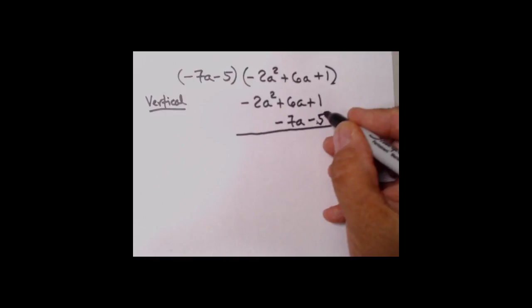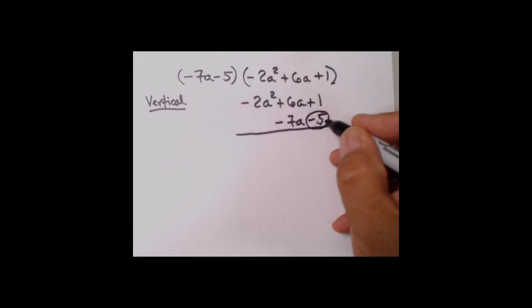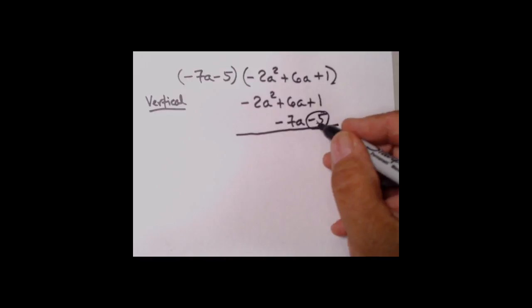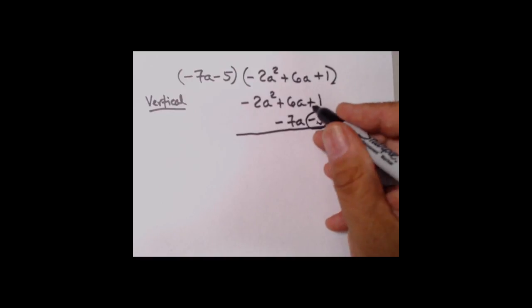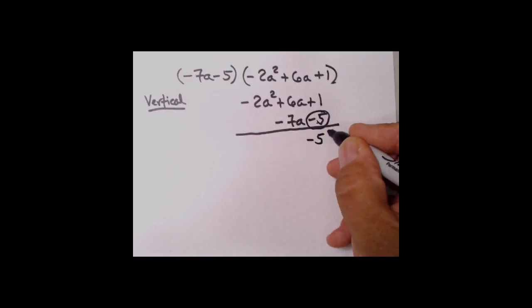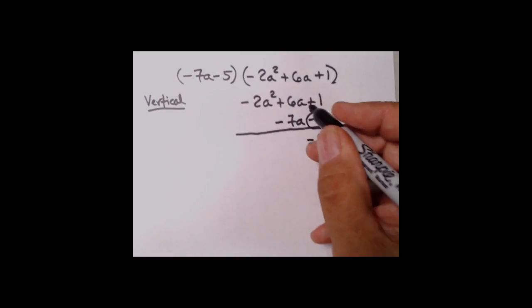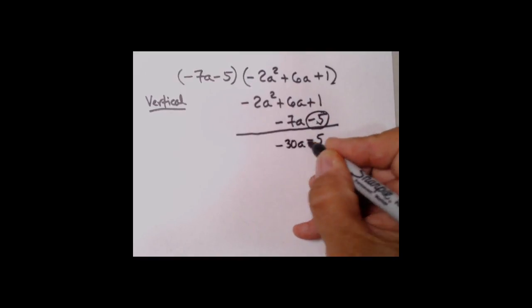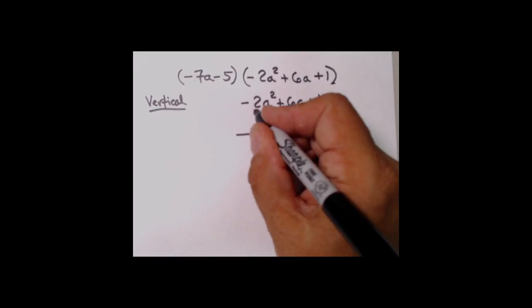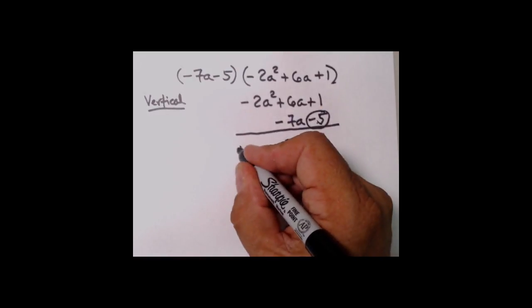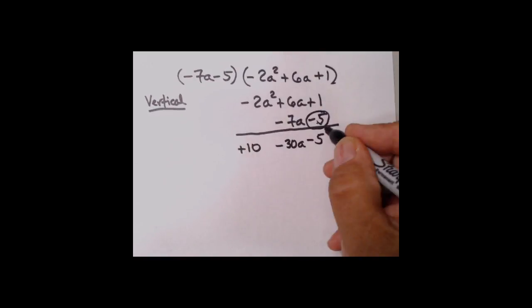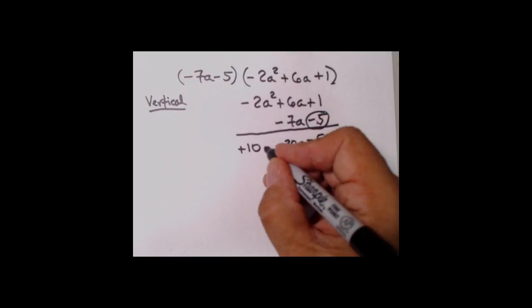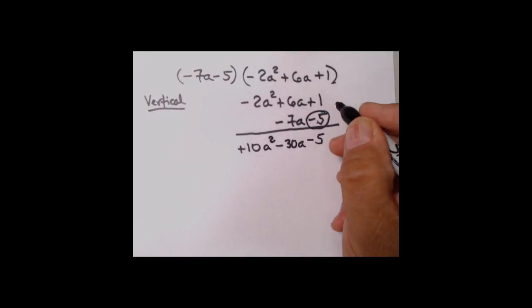So now take the guy in the far right here in the bottom, negative 5, and multiply everybody up above. Negative 5 times plus 1 is negative 5. Negative 5 times plus 6 is negative 30, and there is an a. Negative 5 times negative 2, positive 10. I'll put a plus to rub it in. And then just the a squareds.